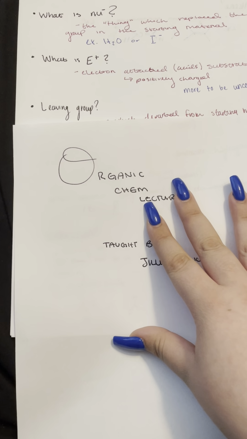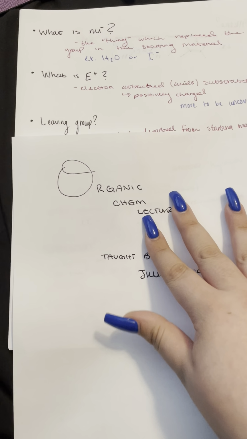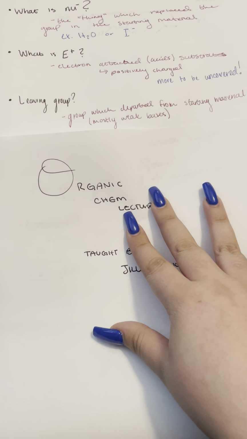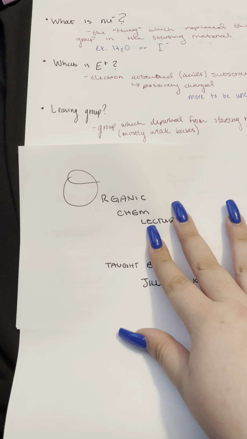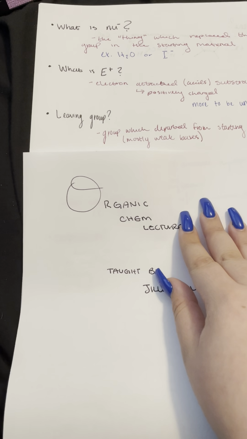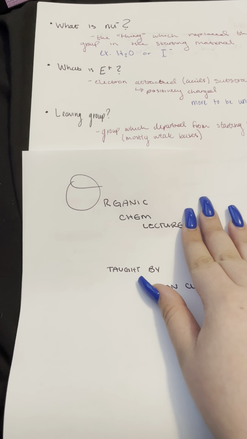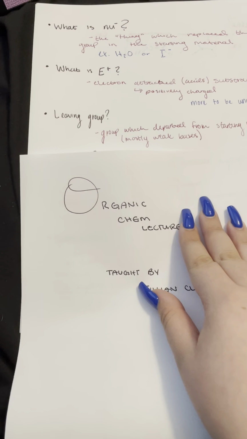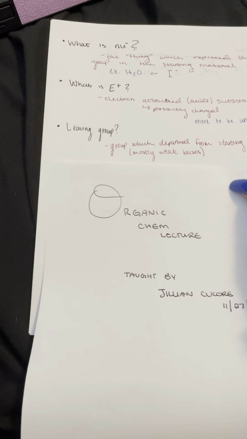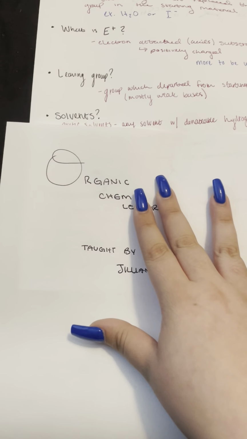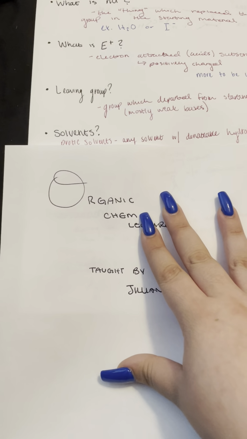What is a leaving group? A leaving group is a group which departed from the starting material. And these are mostly weak bases. There will be examples where most of these are weak bases, and that's what's going to be leaving to get the product.